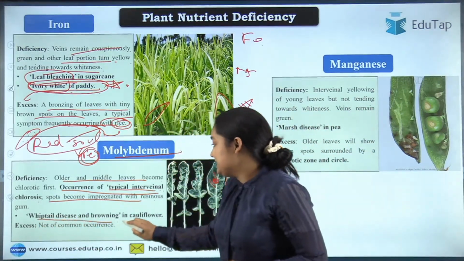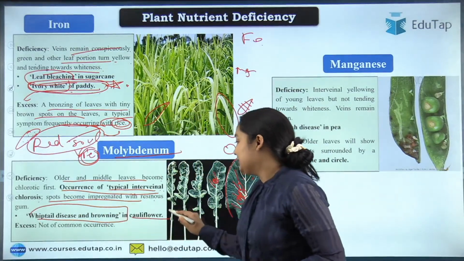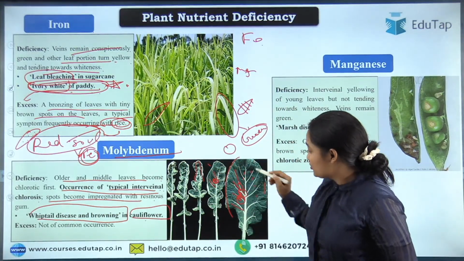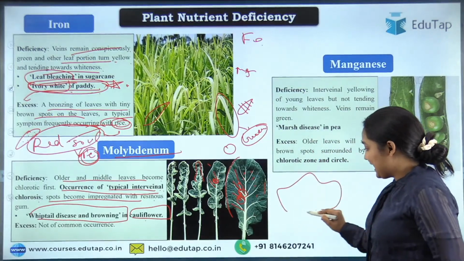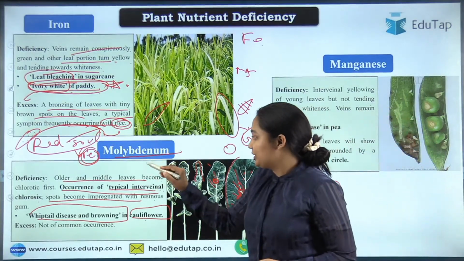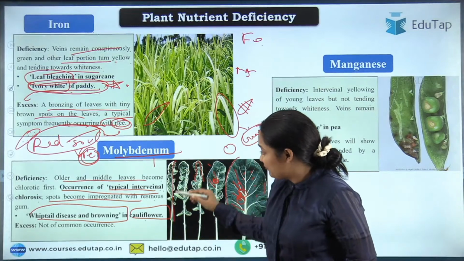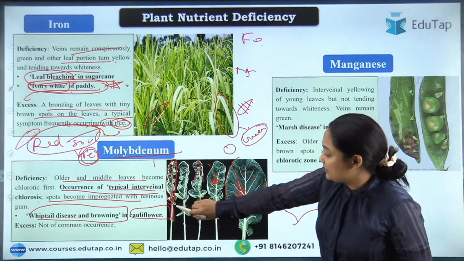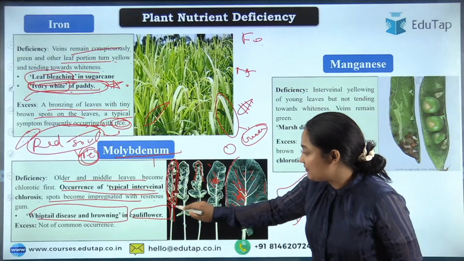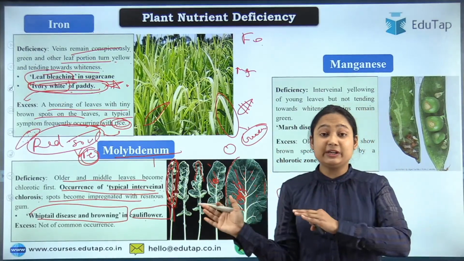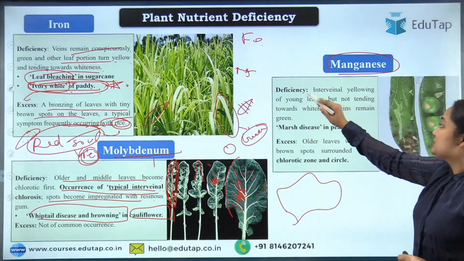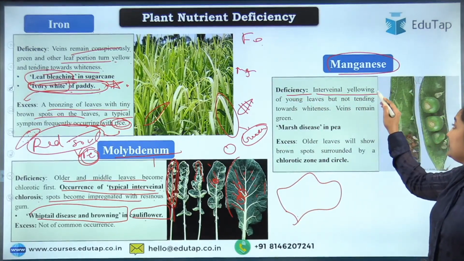Also, whiptail disease and browning in the cauliflower happen. You can see this whiptail-like structure. Usually a cauliflower leaf should be big, but due to the deficiency of molybdenum, a whip-like structure grows. Whip is your rassi. So the cauliflower's leaf will appear like a whiptail. Okay, now talking about manganese. Manganese deficiency: intervenal yellowing.